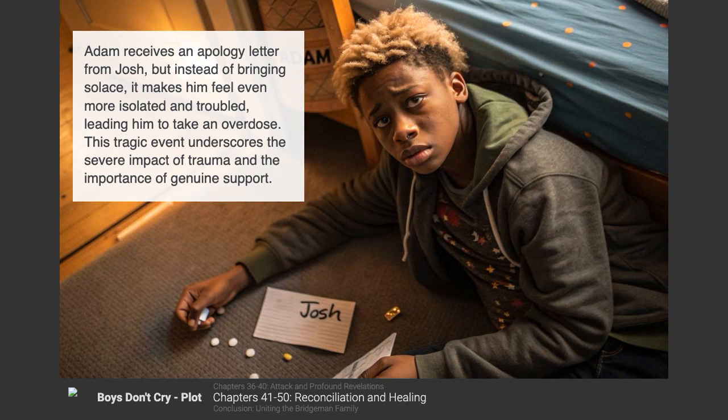Adam receives an apology letter from Josh, but instead of bringing solace, it makes him feel even more isolated and troubled, leading him to take an overdose. This tragic event underscores the severe impact of trauma and the importance of genuine support.